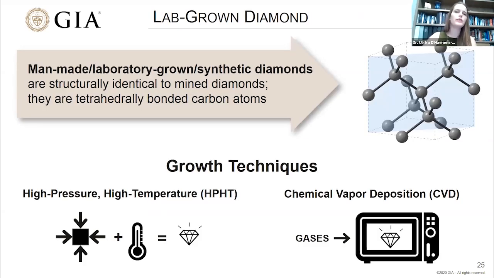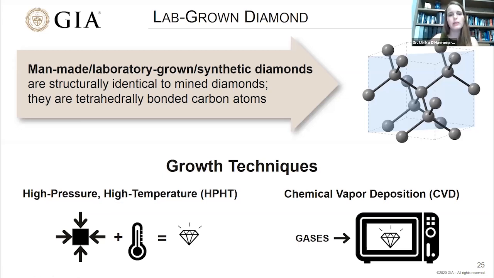Now moving on to lab-grown diamonds. These are, chemically speaking, the same crystallographic structure as a natural diamond. So again, it's carbon atoms in a tetrahedral arrangement as shown here on the right. The only difference is that these are grown by humans in a laboratory setting.